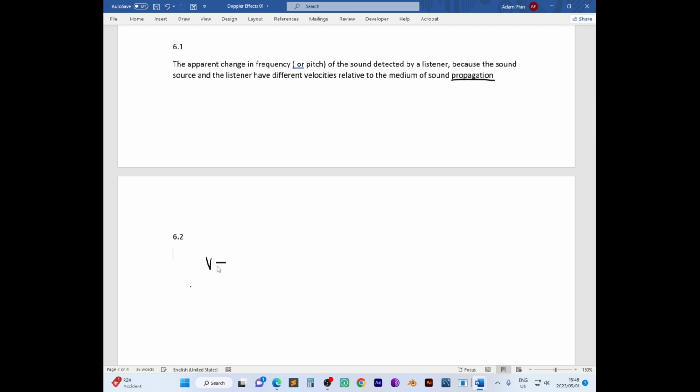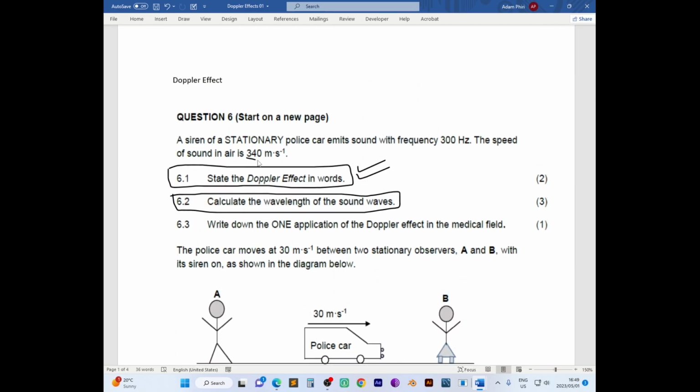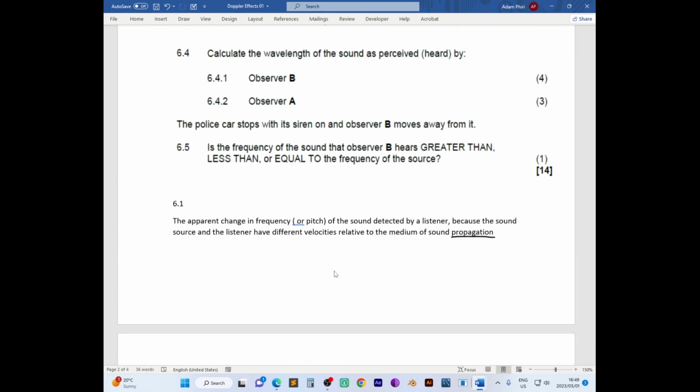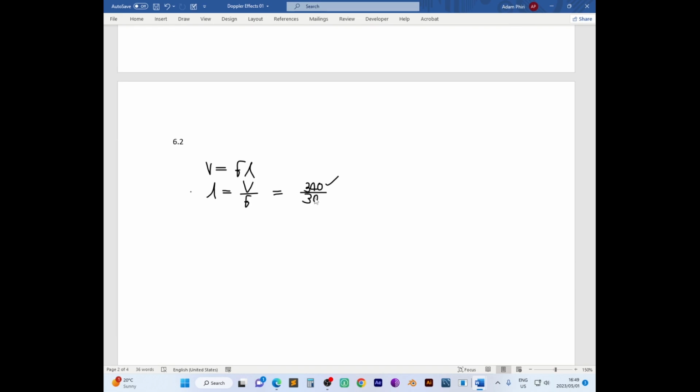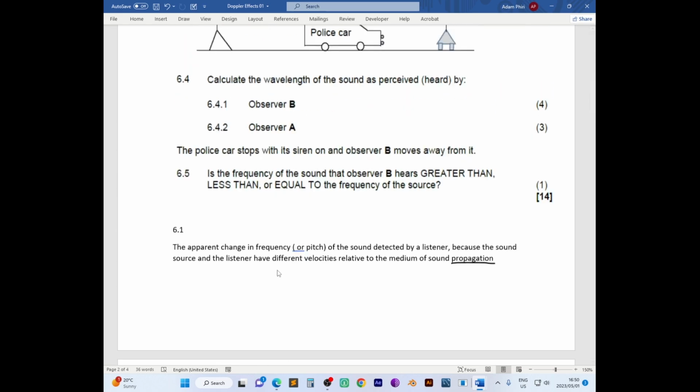So 6.2, we need to first find the equation of the wavelength, as you can read on the question. But remember to pause the question as you answer. So here we have wavelength is equal to, as you can see, 340, that's the V, and then we have the frequency there, which is 300. So the wavelength there will be 1.13 m, which is beta.